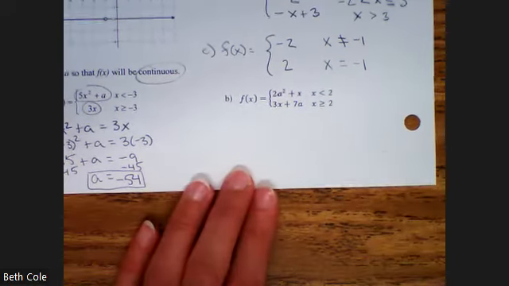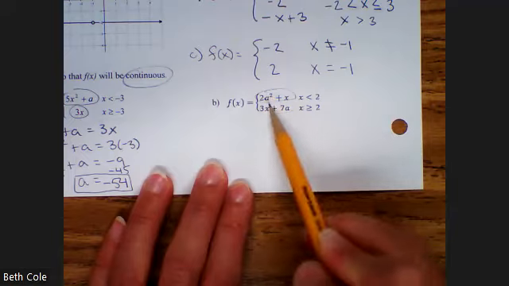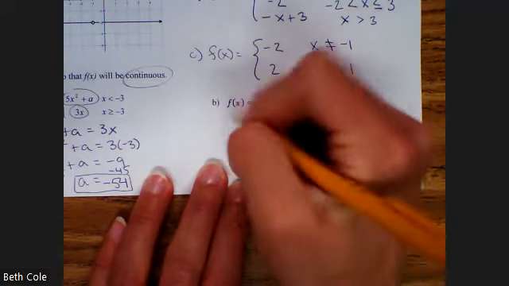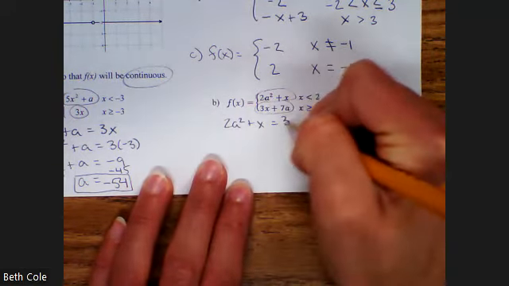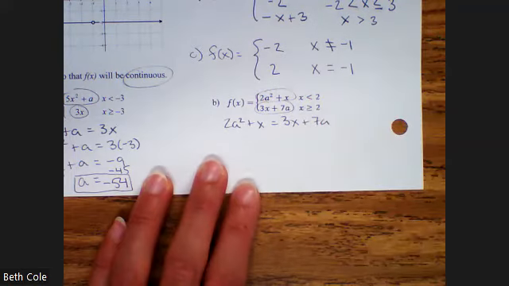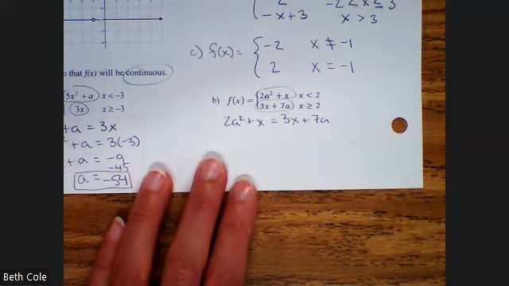Okay. All right, we want to set them equal. You want it to be continuous. Take this and make it equal this. 2a squared plus x equals 3x plus 7a. Made this one a little bit of a tougher problem, but I believe in you. It's the last one though, so wake up. After this, we're going to be like pretty much finished.